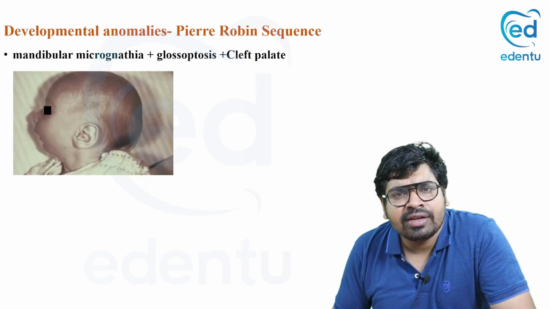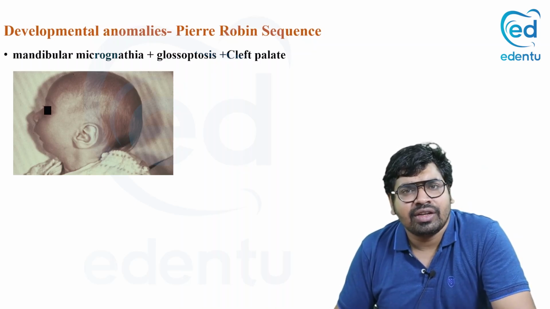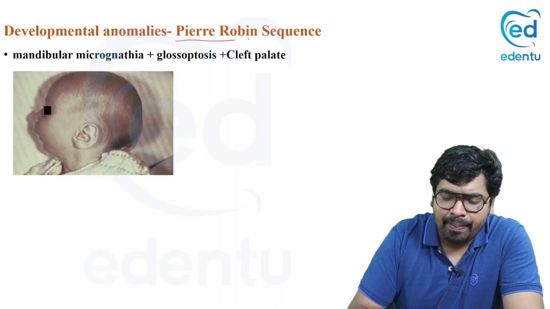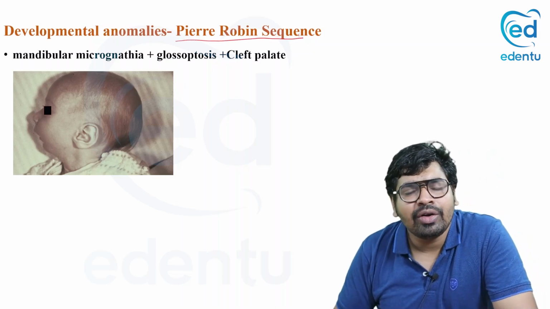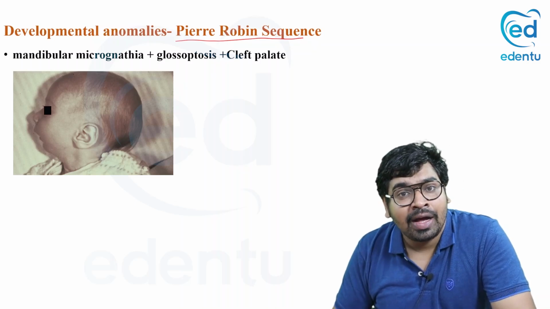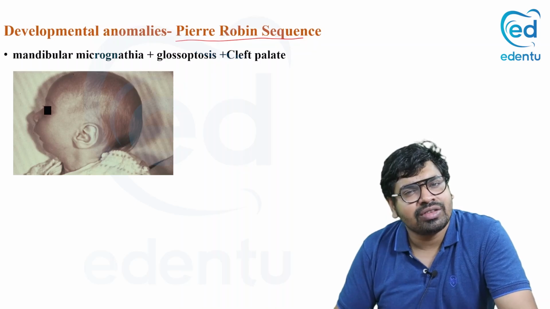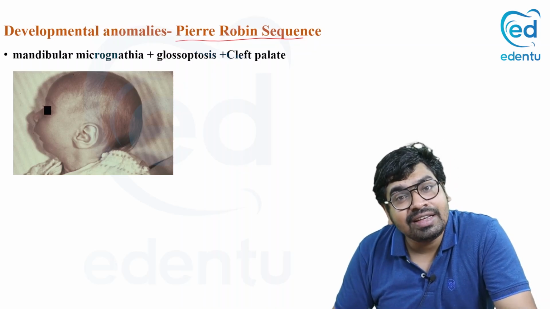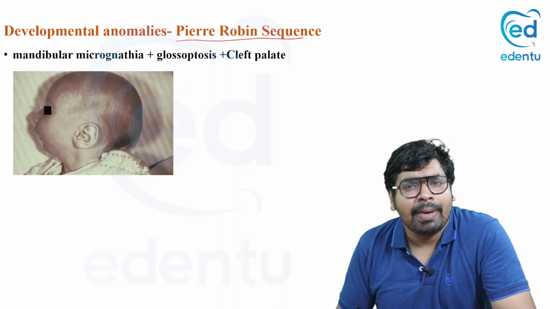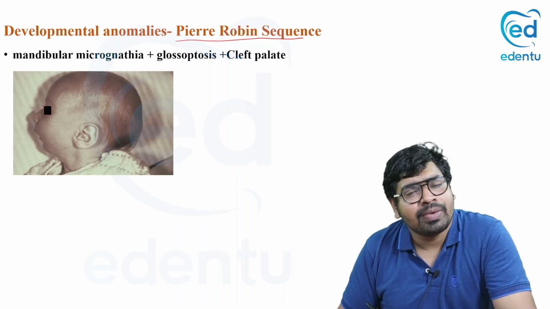And one another small syndrome which I would like to discuss here is that you all have heard about, Pierre-Robin syndrome. Now, Pierre-Robin syndrome is an examiner's favorite question. Either they can ask in your university paper or they can ask in your vivas. It is a frequently asked question. And there's an easy way to remember Pierre-Robin syndrome. There is no need to learn a syndrome by heart. You can easily remember it and easily score.